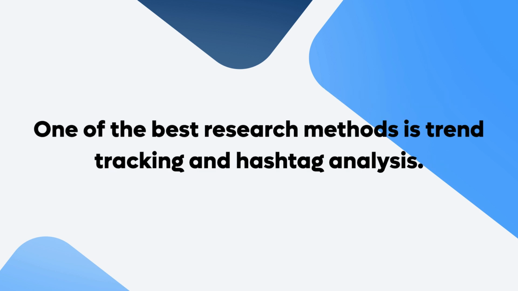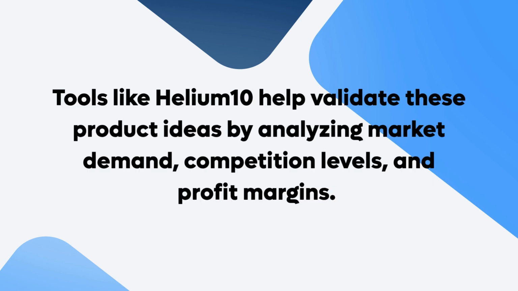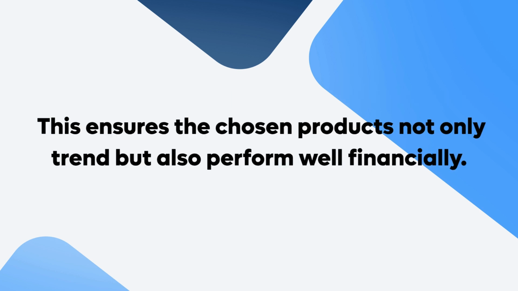One of the best research methods is trend tracking and hashtag analysis. By exploring viral hashtags, trending sounds, and popular creators, sellers can spot products gaining momentum. Tools like Helium 10 help validate these product ideas by analyzing market demand, competition levels, and profit margins. This ensures the chosen products not only trend, but also perform well financially.